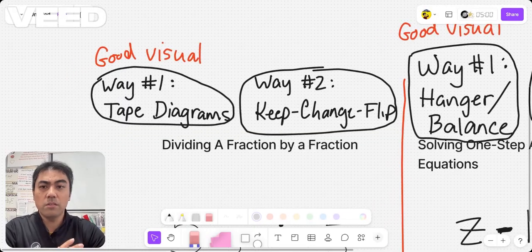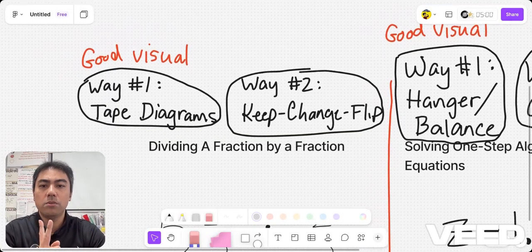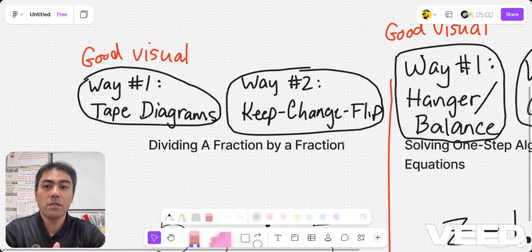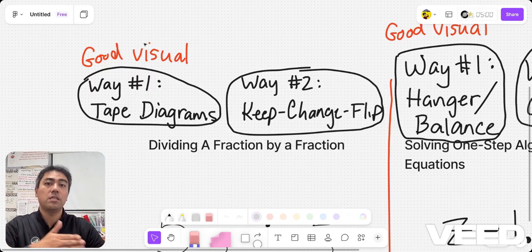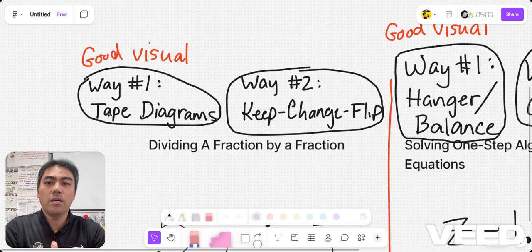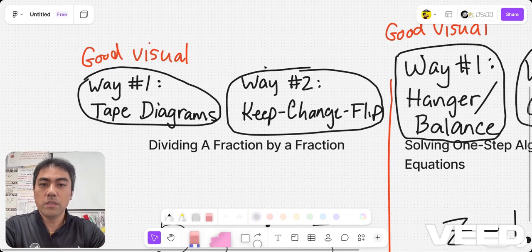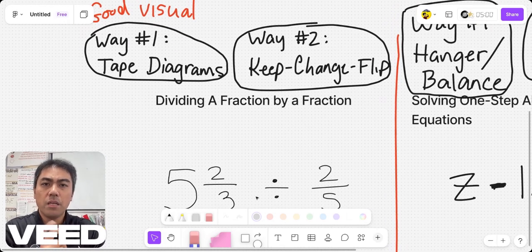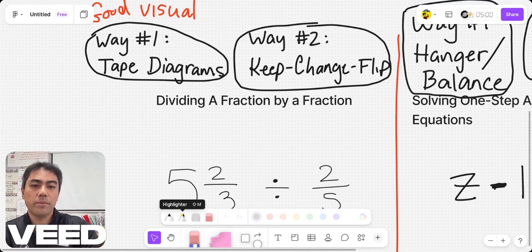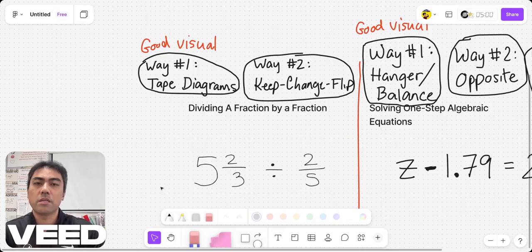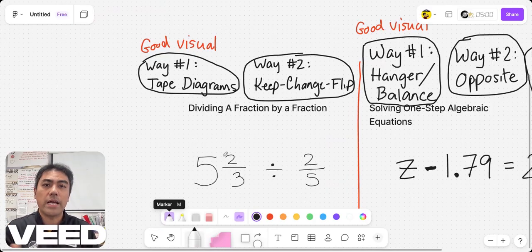We've learned basically two ways to divide a fraction by a fraction. One of those ways involves drawing a tape diagram, which is really good for visualizing and seeing what's happening. But these do take a while, but they're still good visuals. And then the second way that we learned how to divide a fraction by a fraction is the more popular and the quicker way called keep change flip. Okay. So in this video, we'll just go over keep change flip, but tape diagrams are still an amazing way to visually see what's actually happening.